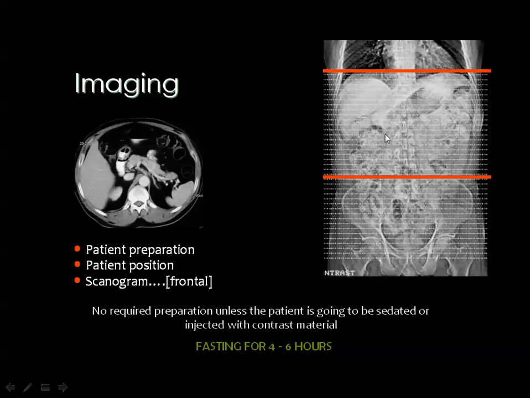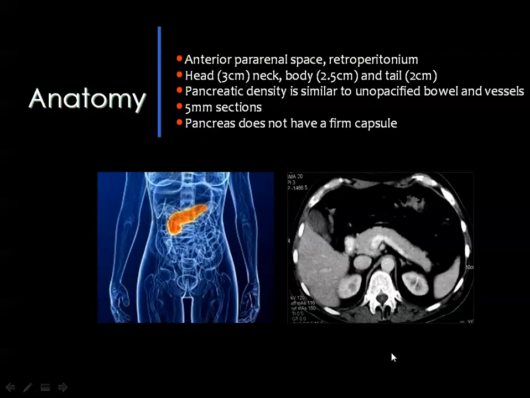the area to be examined from the level of the diaphragm down to the level of the iliac crest, and we scan this area every 1 centimeter, and we have some thin slices covering the pancreatic area.